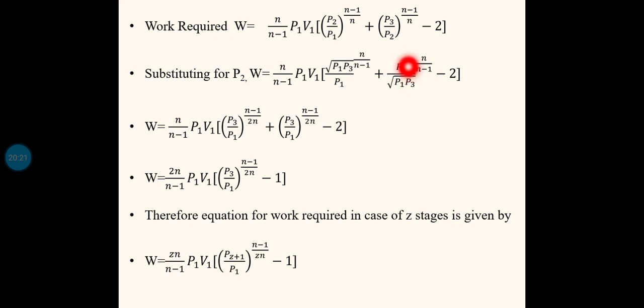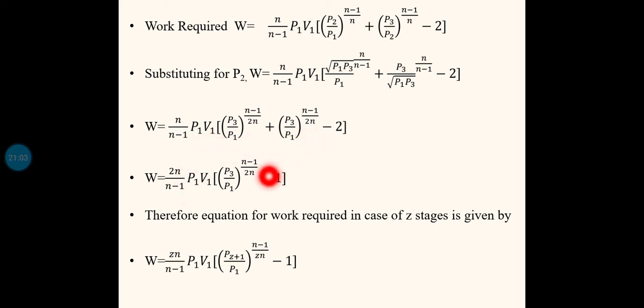Similarly here it becomes root P3 by root P1 all raised to n minus 1 by n. So this can be written as P3 by P1 all raised to 1 by 2 all raised to n minus 1 by n. That becomes P3 by P1 n minus 1 by 2n as such here. Okay. So this is the work required for the two-stage compression with perfect intercooling. With perfect intercooling, meaning if the intercooling is perfect, then only the work requirement will be minimum.